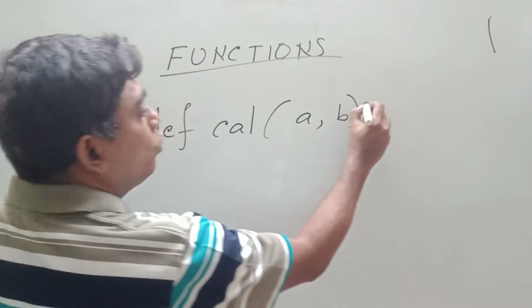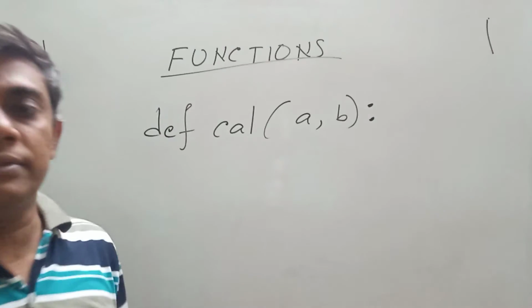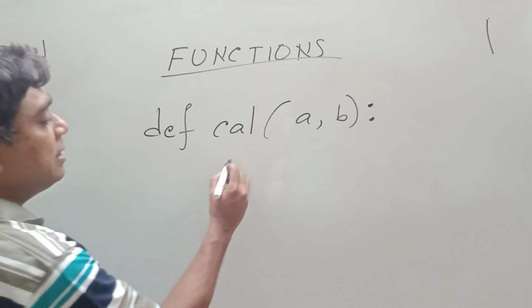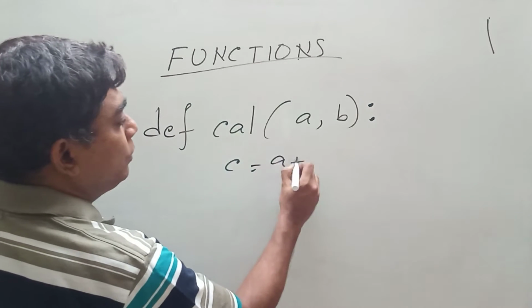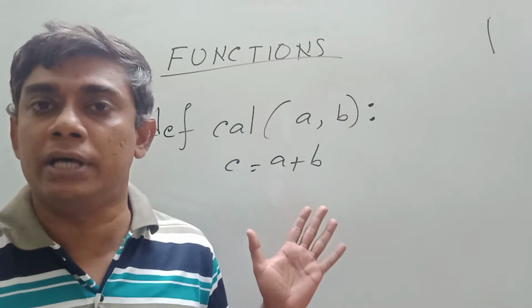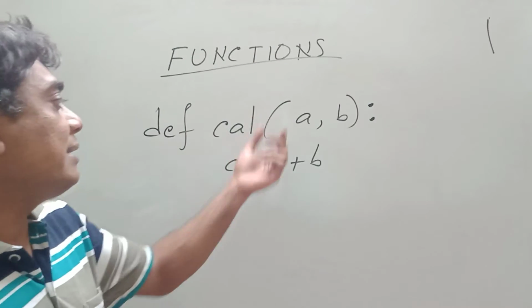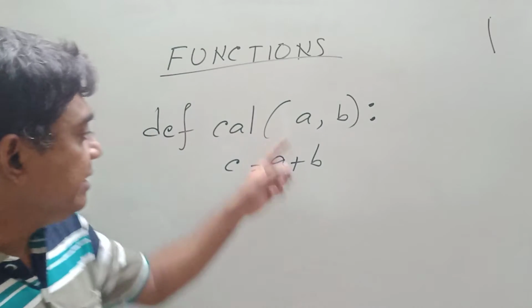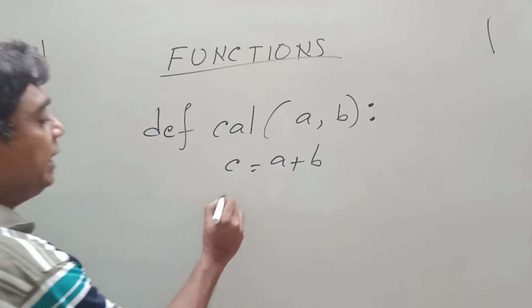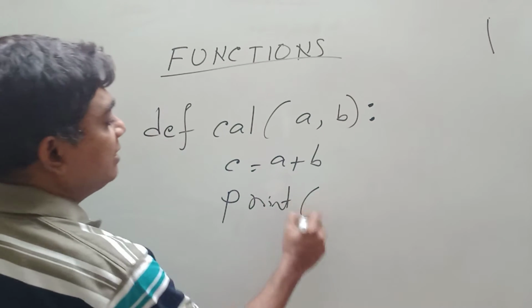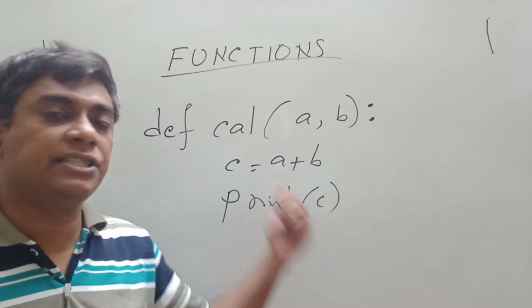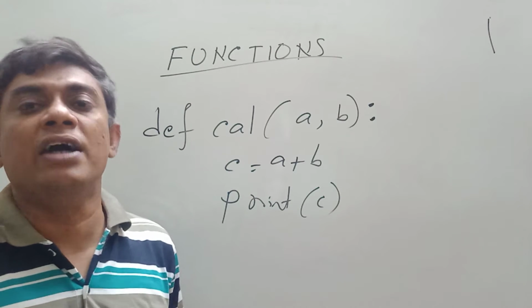After this line, we have to use colon. Colon means it requires some block. Now, below the line, suppose you write C equal to A plus B. So this is known as the body of the function. So this function has two arguments A and B. This is the body of the function, C equal to A plus B. Now, if you write here print C, it will print the value of C. So this is the basic structure of a Python function.